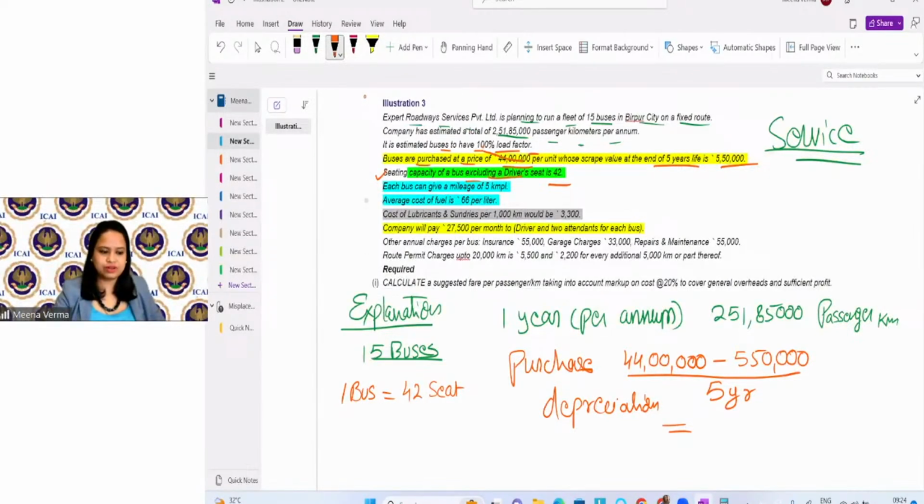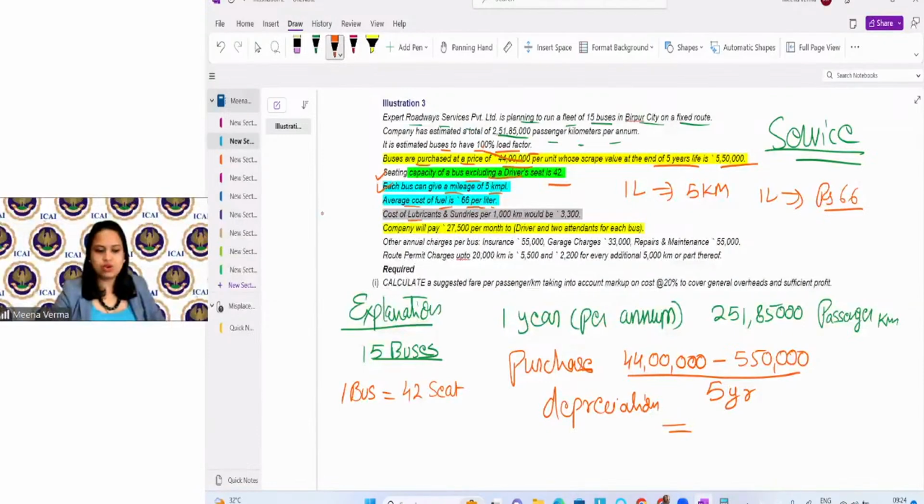What else we have here? Each bus can give a mileage of 5 kilometers per liter. In 1 liter, the bus can run for 5 kilometers. What else? Average cost of fuel is this. So for 1 liter, the cost of the fuel is Rupees 66.